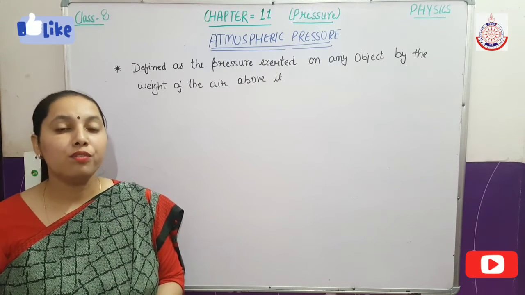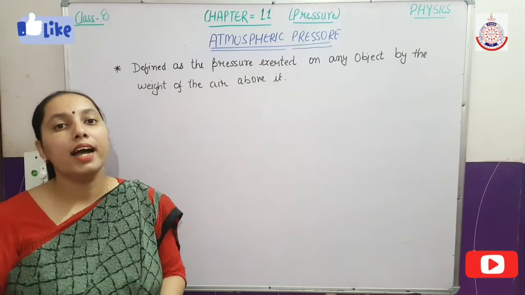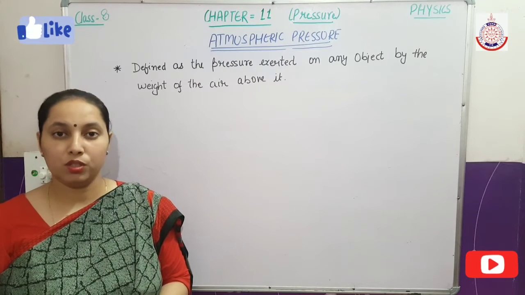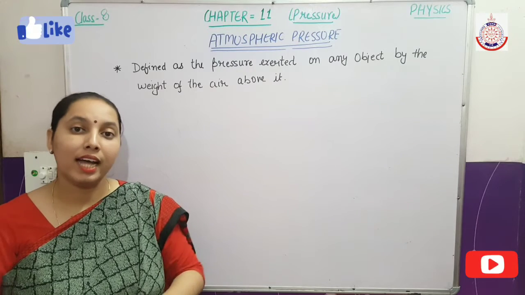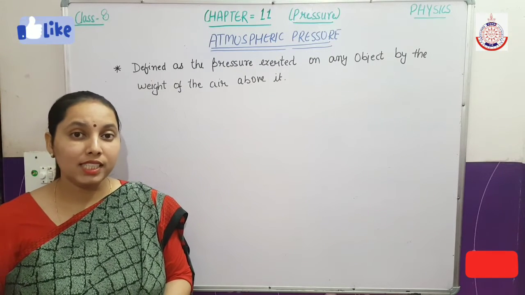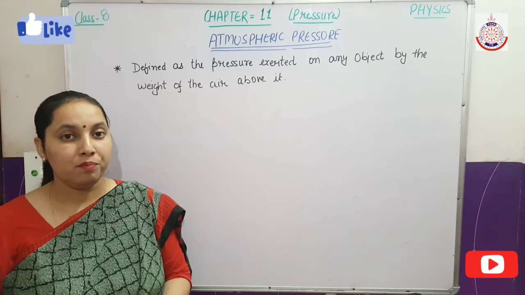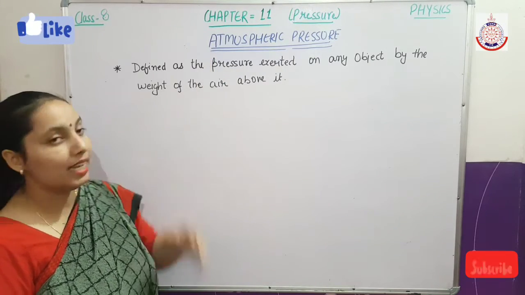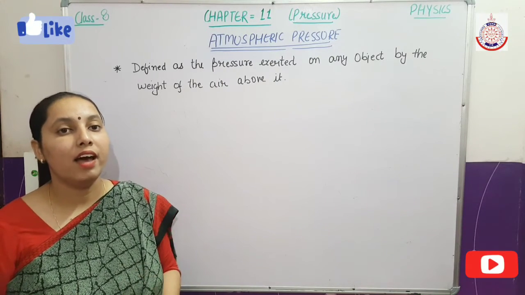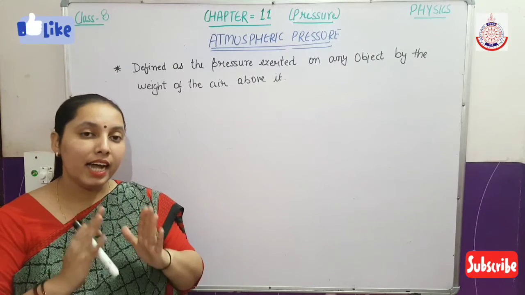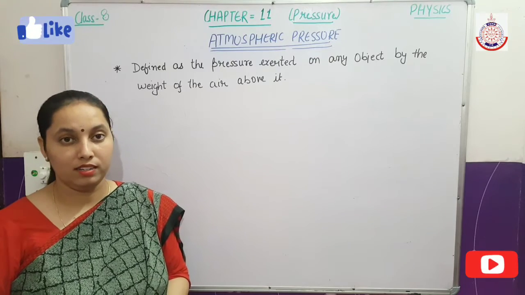It is clear from the name: the pressure exerted by the atmosphere is atmospheric pressure. As you know, the atmosphere of the Earth has its own weight. Why does it have weight? Because of the gases present in the air. In the atmosphere, the gases combine and have some weight, and that atmosphere exerts pressure on the surface of the Earth.